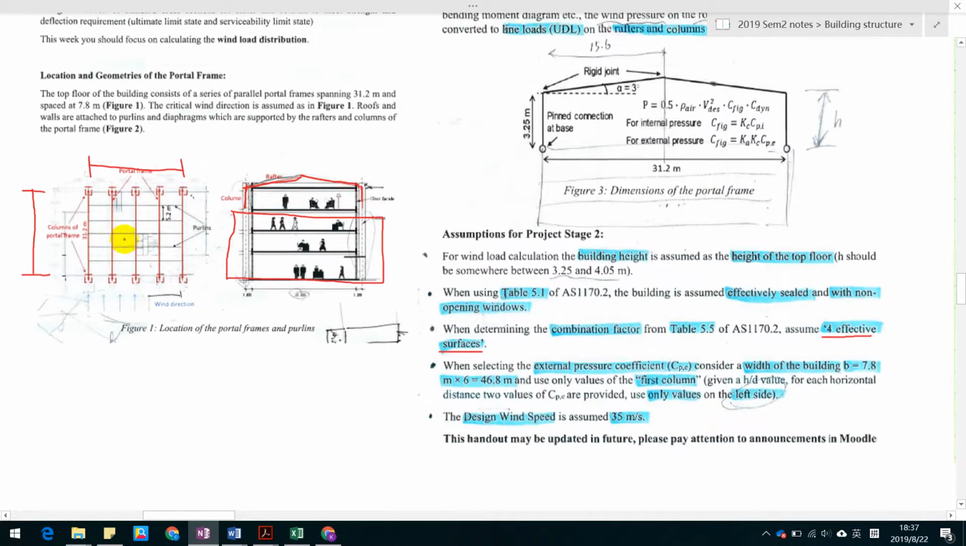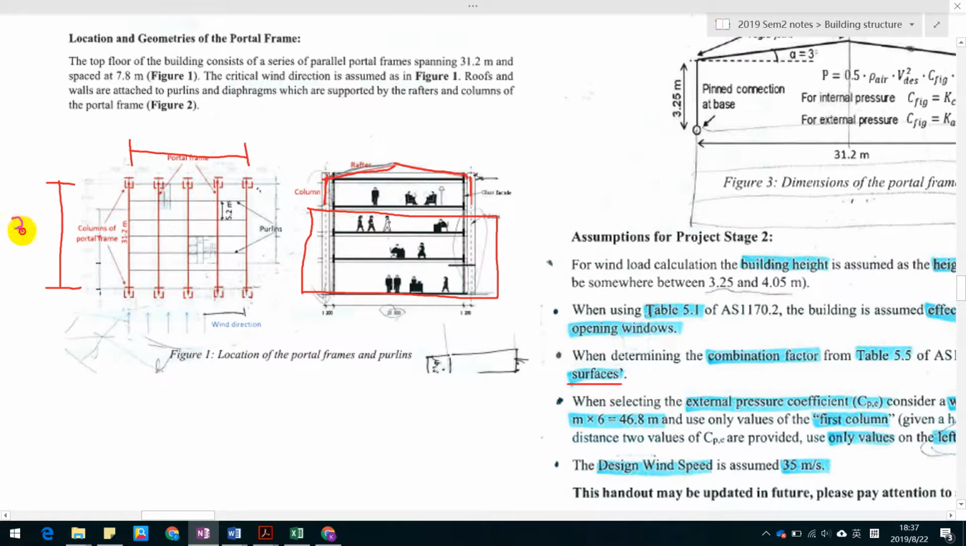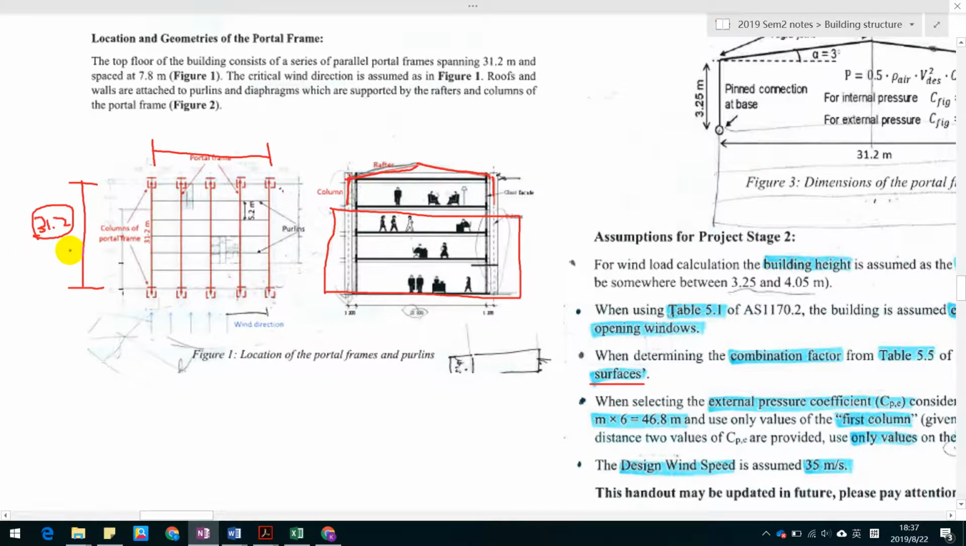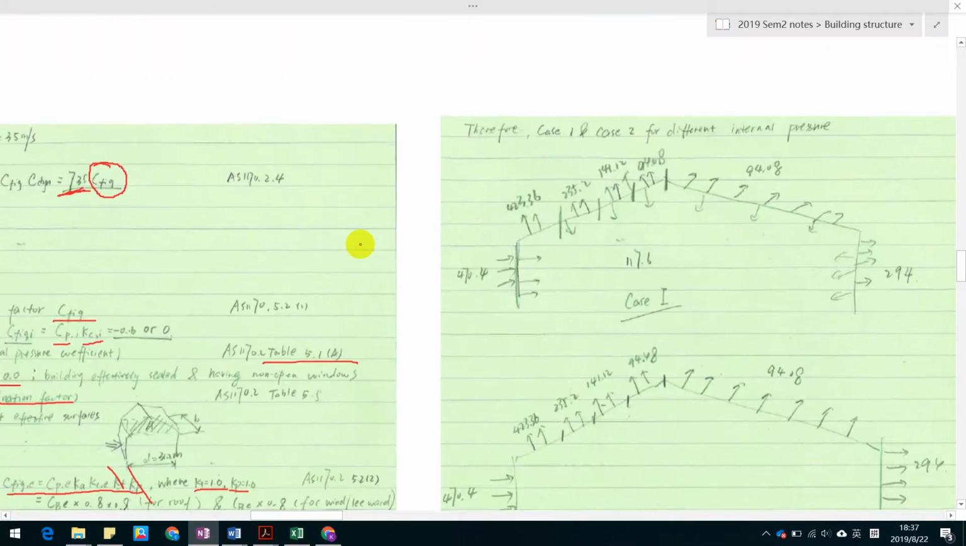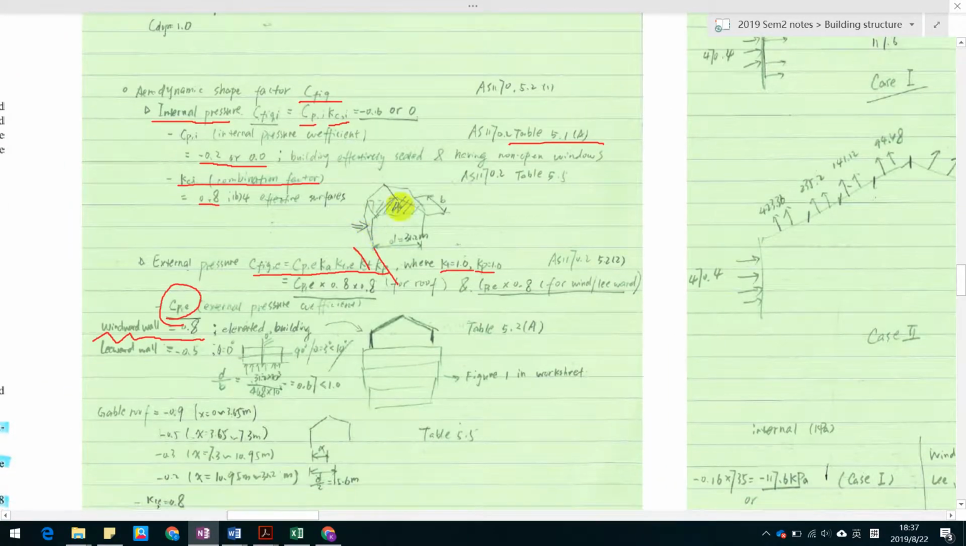From the plane view here, it's 31.2, and D. I need to check. Where's D and B? Okay, perfect. So this is the thing that we're dealing with, and we're actually talking about B of one portal frame, because we have a lot of portal frames here.